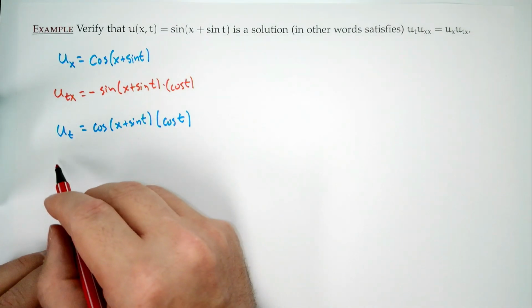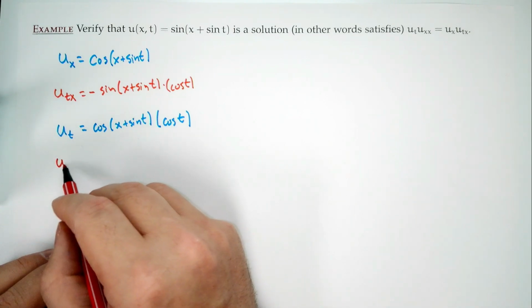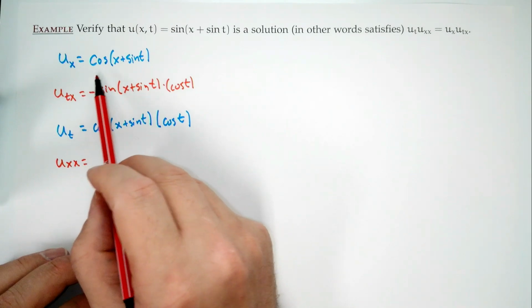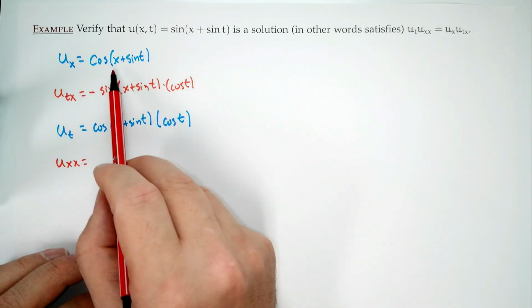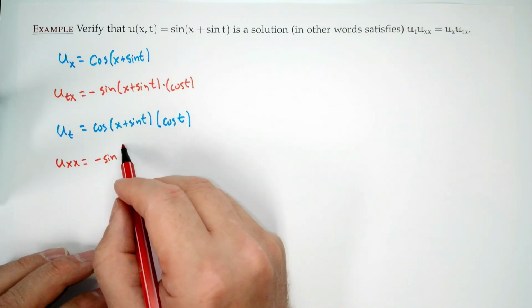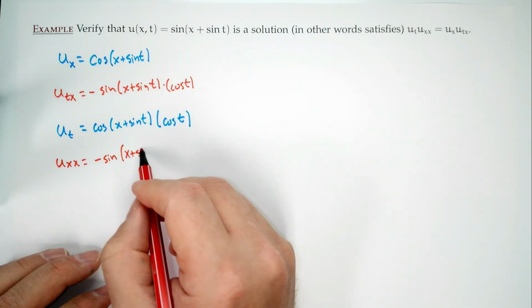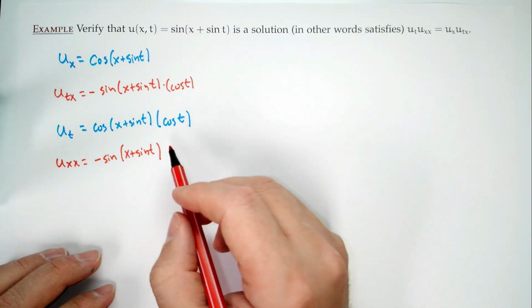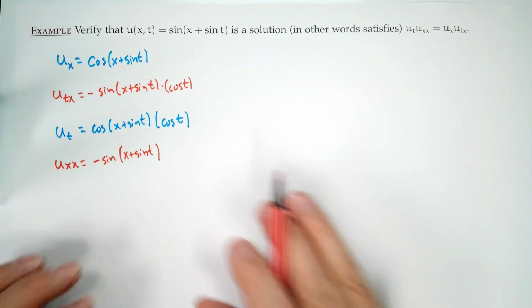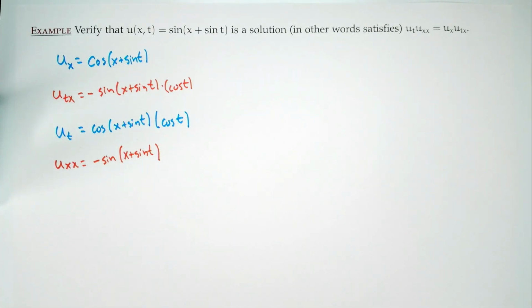Well, what about u sub xx? Guess I'll put that here. So it's coming up here. Well, there's only one x, derivative of cosine, negative sine of, leave the inside alone, x plus sine t, and then times the derivative of the inside, which is 1. There we go. All right. So now let's see what we have.